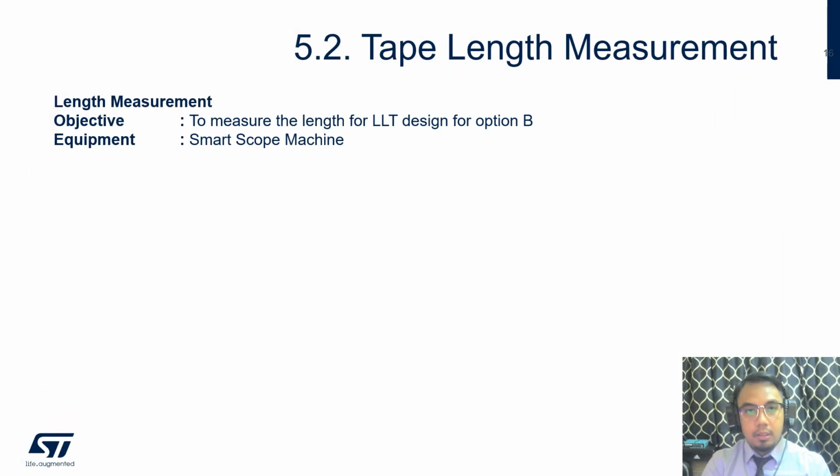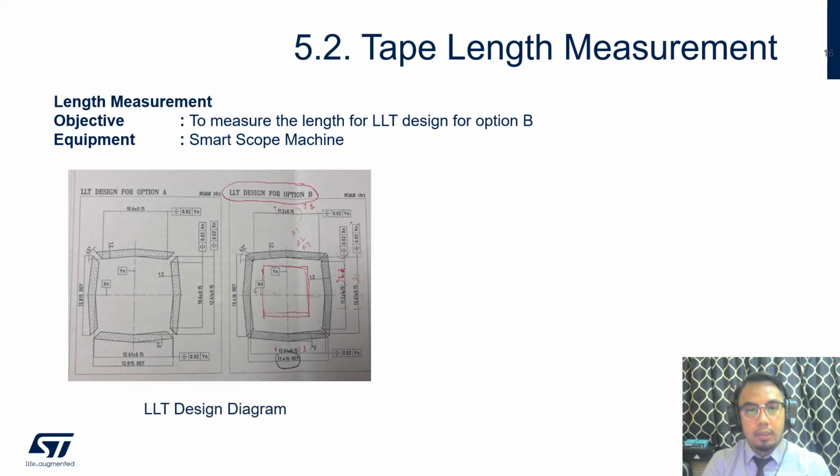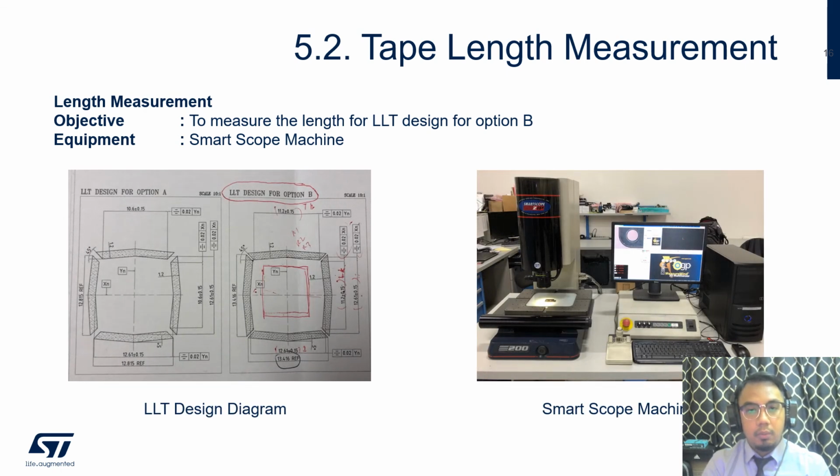The next is the tab length measurement. The tab length measurement is to measure the length of the lid locking tab designed for option B. We usually use the lid locking tab designed for option A, but at times we need to change to the lid locking tab for option B. So I am assigned to take the length measurement to make sure the locking tab has the same spec for option B. The equipment that I use for this measurement is the smart scope machine. This is the example of the smart scope machine.